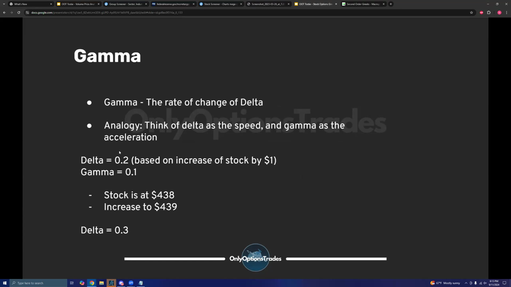So essentially, as delta measures the amount of money our option contract will change in value per dollar change in stock price, gamma represents the change in delta per change in stock price. So for example, if the stock is at $438, our delta is 0.2 and our gamma is 0.1. After the stock price increases to $439, a $1 increase, our delta increases by 0.1, which is our gamma. Does that simple example make sense at a high level?